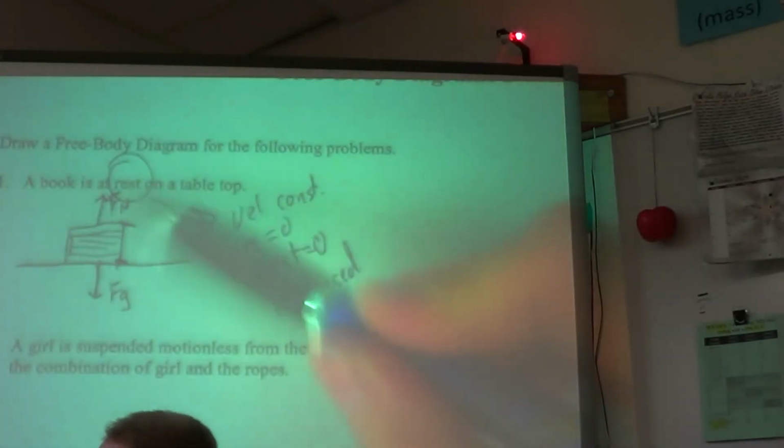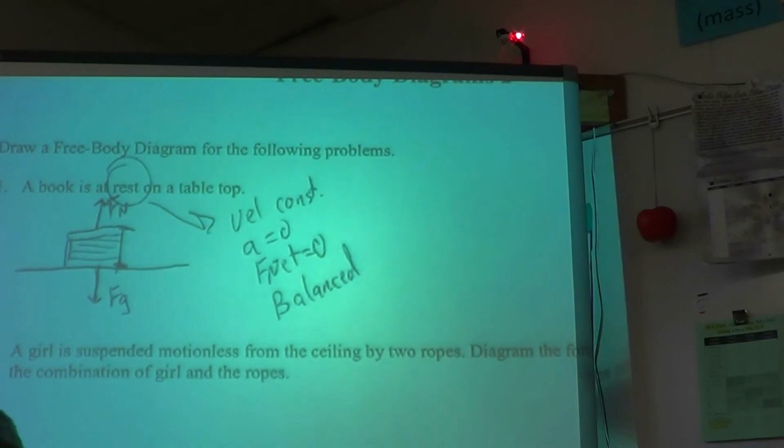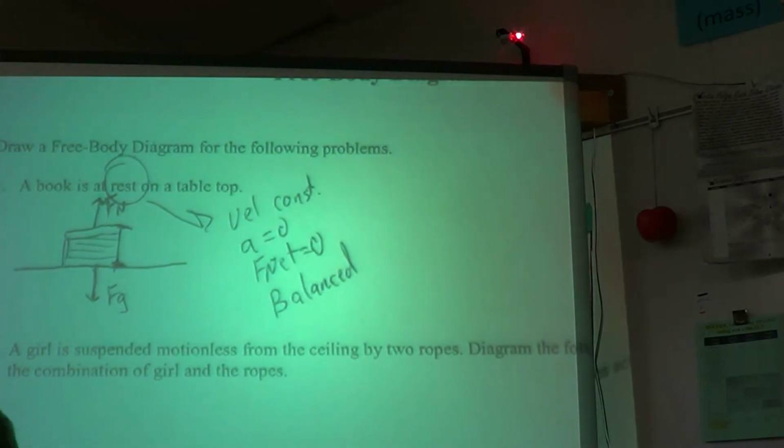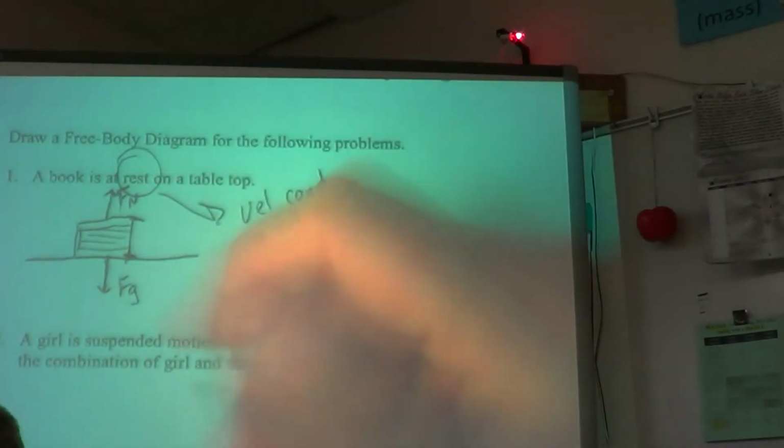Okay, my forces are balanced. A girl is suspended motionless from the ceiling by 2 ropes. Diagram the forces acting on the combination of the girl and the ropes.